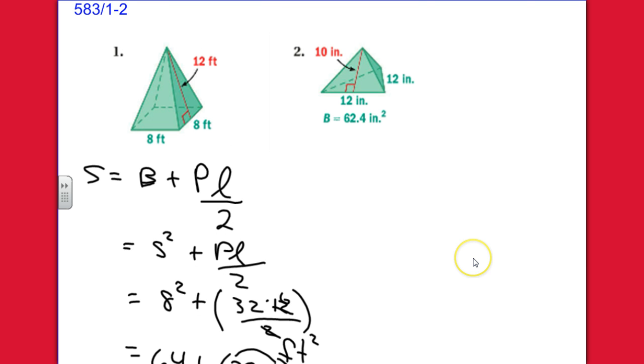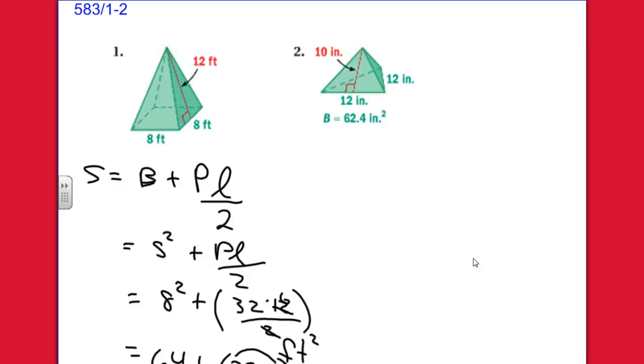Now, number 2 is a little easier, but it might seem confusing. What did they give us here in 2? Gabe? They gave us capital B. What is capital B? Capital B stands for base area. They gave us the whole entire base area. We don't have to find it. But you do need to know what a capital B is, see?